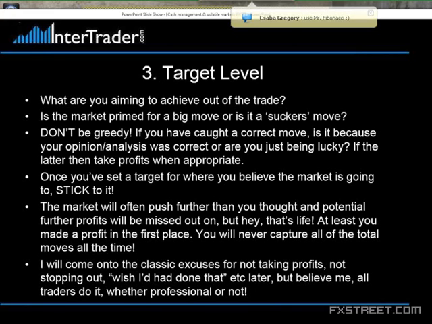Also, don't be greedy. If you've got the back of a big move, then take some profit out. There's no point leaving money on the table. And that again is to do with scaling. So take half your profit out at your original target point and let the rest run. Then set a trailing stop. All these things will help you make more money in the long run.